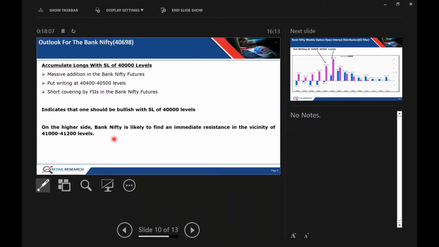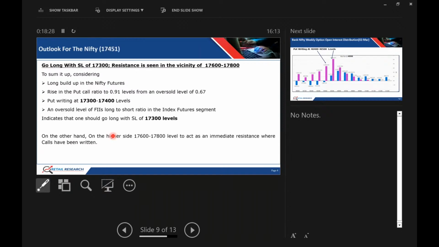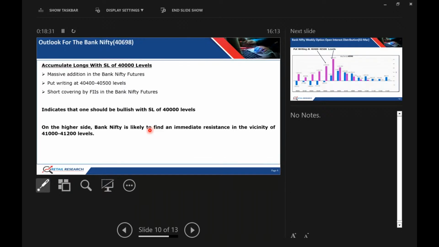To summarize, we are looking at the first sign of short covering. There could be a bounce in the market in Nifty as well as Bank Nifty, and we are looking more towards Bank Nifty for creating a bullish position, not only for tomorrow's expiry but for the overall March expiry. If Bank Nifty goes up to higher levels at around 41,200, at that time you can liquidate the positions you created tomorrow. That's it from my side.